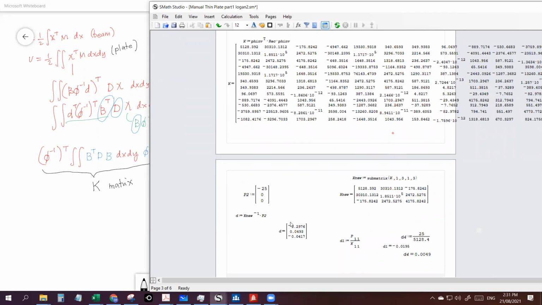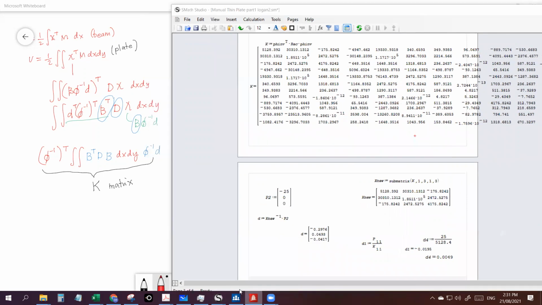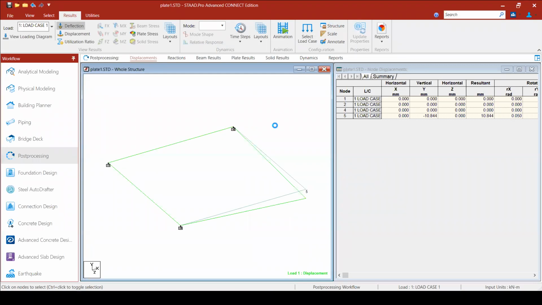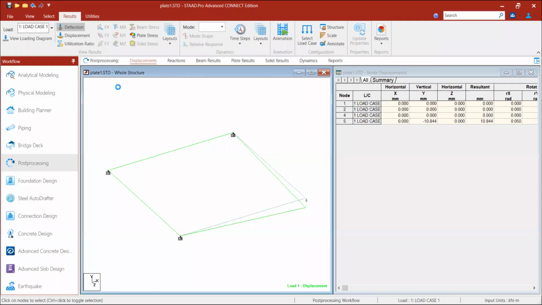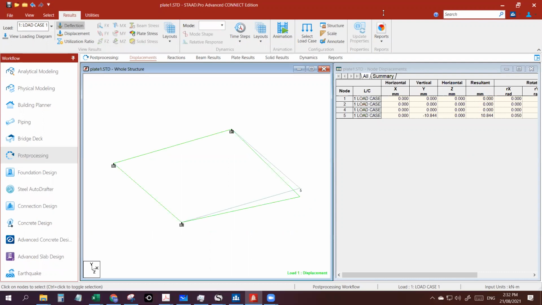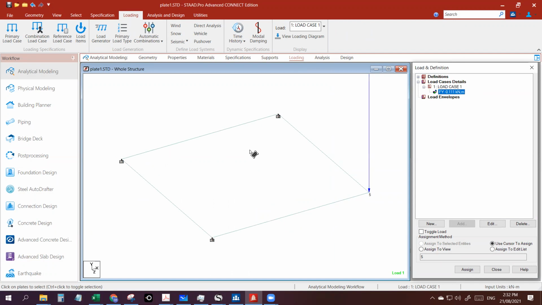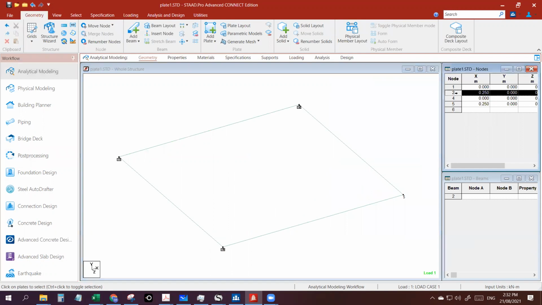So I'm still checking in STAAD. For example, I modeled a 10-inch by 10-inch plate here. Then I subjected it to a load. Where's my load? Loading. So this is a 25 pound load, which is 0.11 kilonewton. Let's go to the geometry. 10-inch. 0.25 or 250. Correct. This is 10-inch by 10-inch.